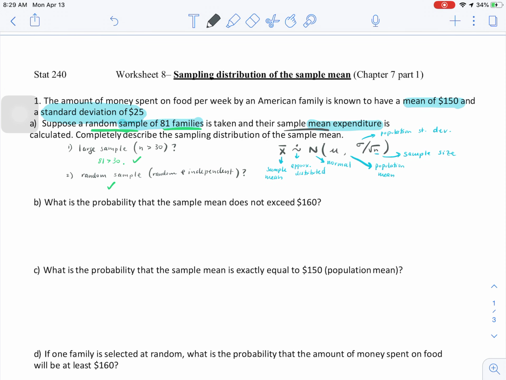So now let's fill this in with the actual numbers. So we know that the sample mean is distributed normally. Well, what's the population mean? The population mean we're given is 150. And what's our population standard deviation? It's 25. And what's our sample size? It's 81. So the square root of the sample size is the square root of 81, which is 9. So here we have completely described the sampling distribution of the sample mean.